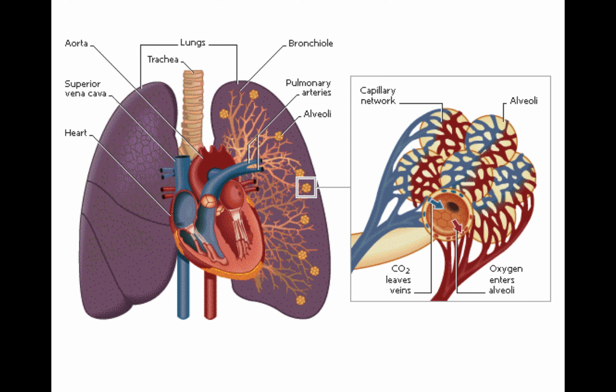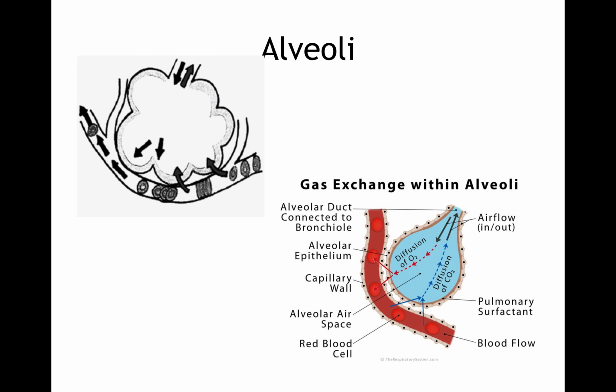So this nicely shows those alveoli with the capillary network surrounding them where gases diffuse. Also shows the position of the heart quite nicely. And here's the alveoli again, just showing the diffusion of carbon dioxide into the alveoli and the diffusion of oxygen out of the alveoli into those capillaries.